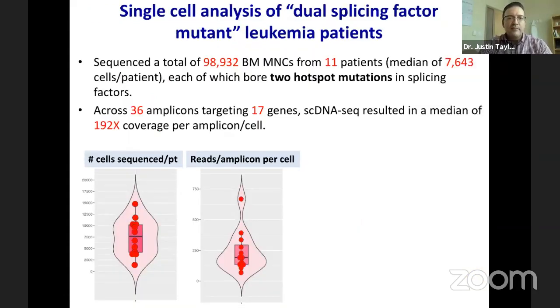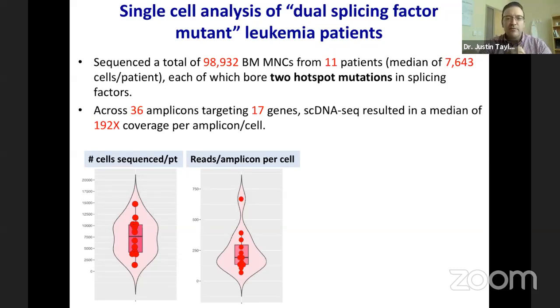Here we looked at bone marrow mononuclear cells, sequenced almost a total of 100,000 from 11 different patients, with a median of 7,000 cells per patient. And here we performed a custom panel where we took 36 amplicons targeting 17 genes. We wanted to focus on the splicing factor mutations and make sure that we were covering all of the splicing factor mutations, including some rare mutations that aren't that common amongst patients.